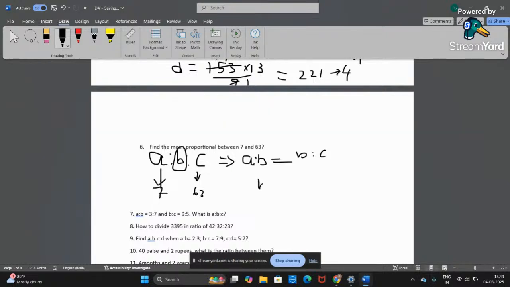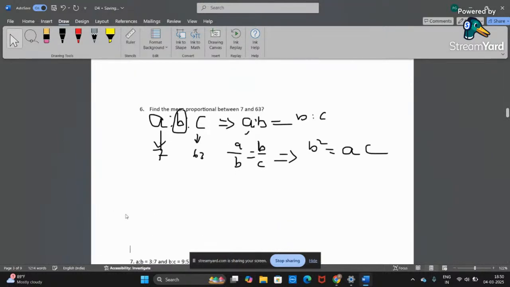That means what will come? A is to B, we can write it as A by B equals B by C. Here we need to find the B value. Then your equation will be B square equals AC, right? Yes, here we need to find the B value. That means here it will be root AC.